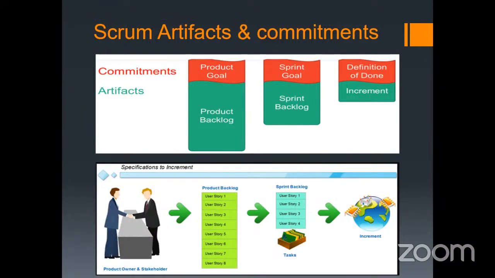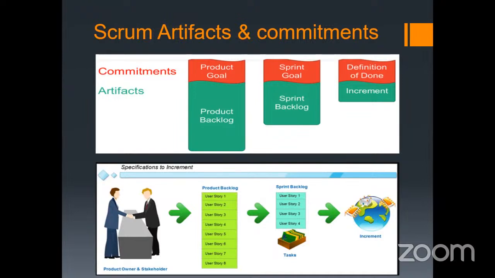For the product backlog, there is a commitment: the product goal. For the sprint backlog, there is a commitment: the sprint goal. And for the increment, there is a commitment: the definition of done. These are the commitments for the 3 artifacts.